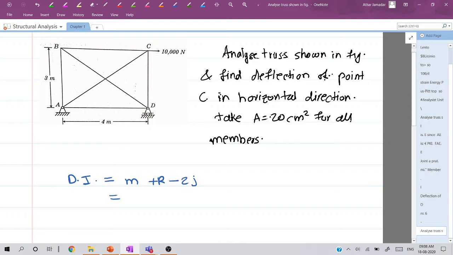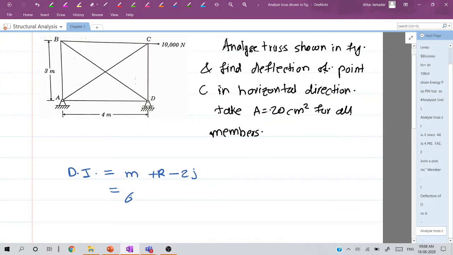If you calculate the total number of members in this truss, we have 4 plus 2: AB, BC, CD, AD, these are 4 members, and 2 diagonal members, AC and BD. So the total number of members is 6. The total number of reactions: at support A, which is hinged, there will be 2 reactions, and at support D, which is roller, there will be 1 reaction. So r is 3, minus 2 times the number of joints. There are 4 joints A, B, C, D. So 6 plus 3 is 9, and 2 times 4 is 8. So the degree of indeterminacy in this problem is 1.